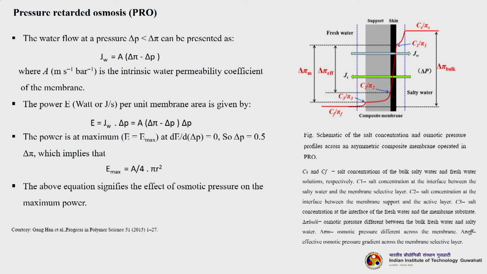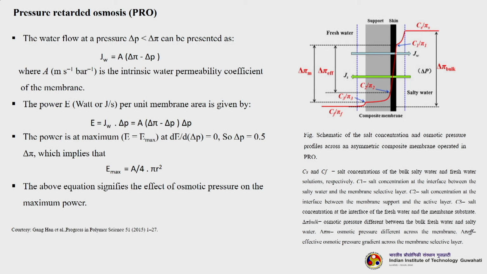The water flow at a pressure delta P less than delta pi can be represented by this equation: JW equals A into (delta pi minus delta P), where A is the intrinsic water permeability coefficient of the membrane. The power, in watts or joules per second per unit membrane area, is given by E equals JW into delta P. That is nothing but A into (delta pi minus delta P) into delta P.